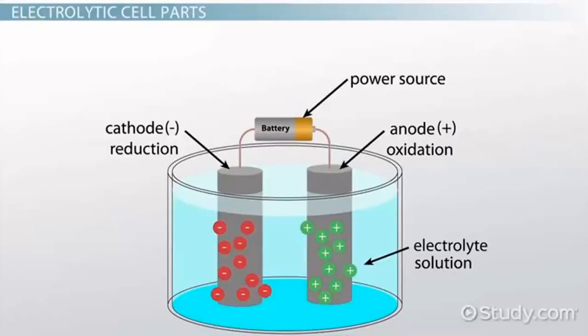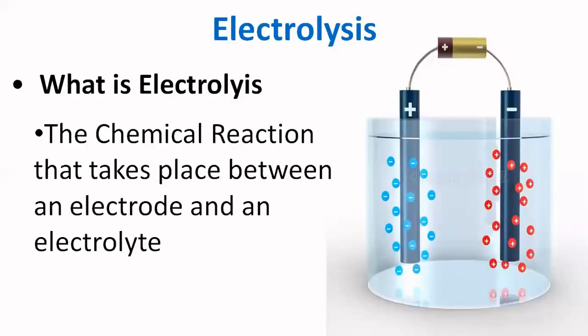is called electrolyte. When an electric current is passed through the electrolyte using two copper plates as electrodes, copper gets deposited at the negative plate called the cathode, and sulfate gets dissolved at the positive plate called anode. This is explained with the help of the diagram. And thus we can define electrolysis as the chemical reaction that takes place between an electrode and an electrolyte.